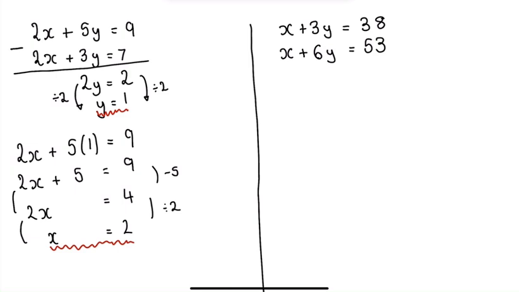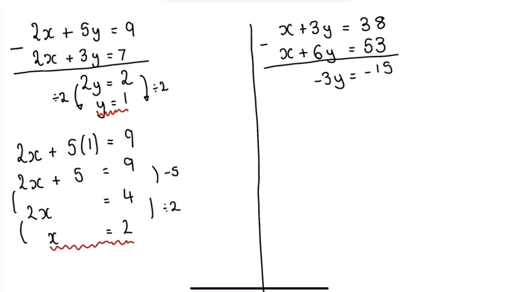Let's look at the next one. We have x plus 3y equals 38 and x plus 6y equals 53. Again, you'll notice that these x's are the same. The y's have different coefficients, so we can't get rid of them, but we can get rid of the x's by taking them away. x take away x is just nothing. 3y take away 6y is negative 3y, and 38 take away 53 gives us negative 15.